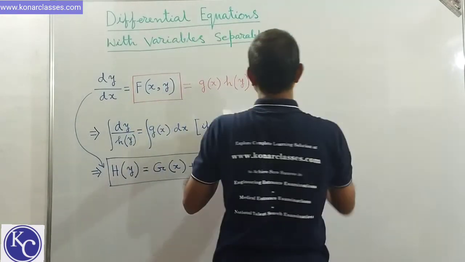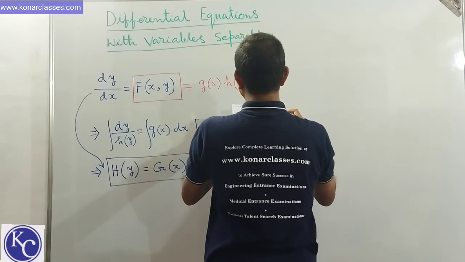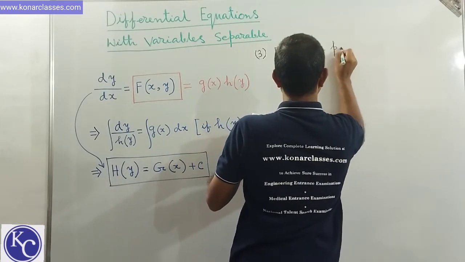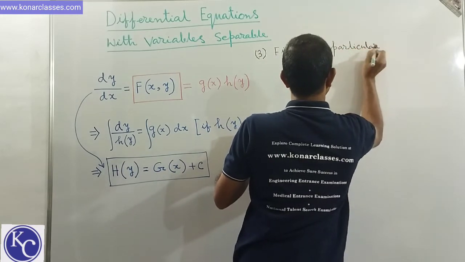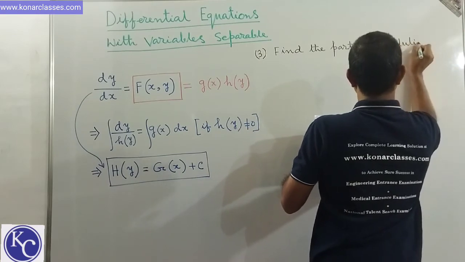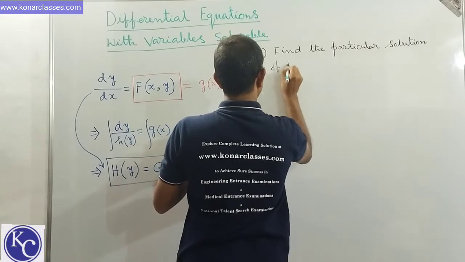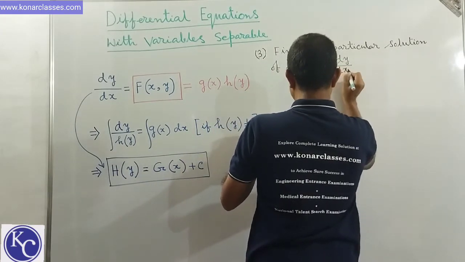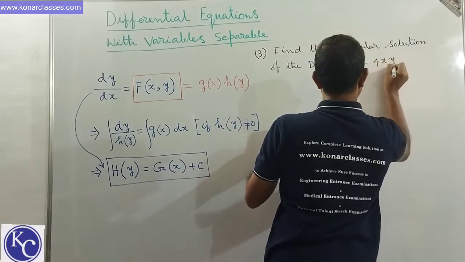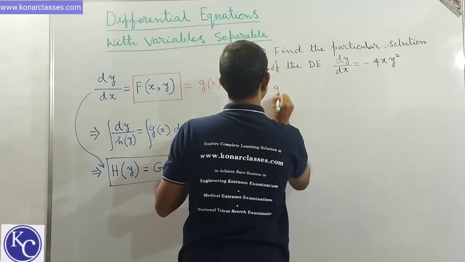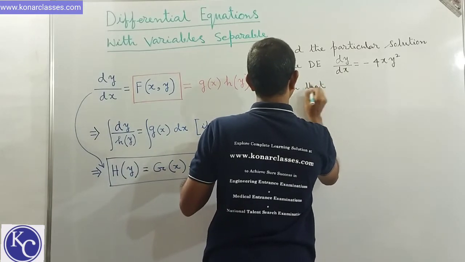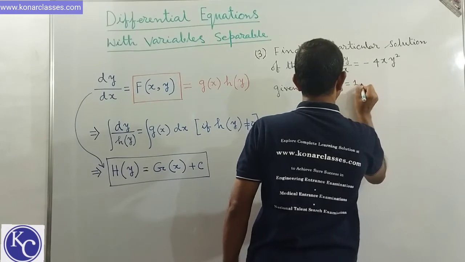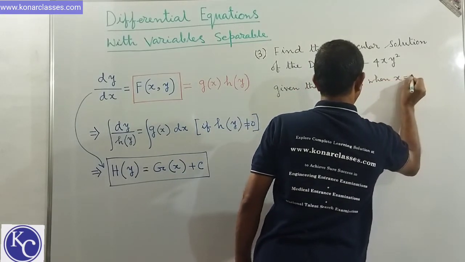The question number 3. The question here is, find the particular solution of the differential equation dy/dx is equal to minus 4x y square, given that y equal to 1 when x equal to 0.